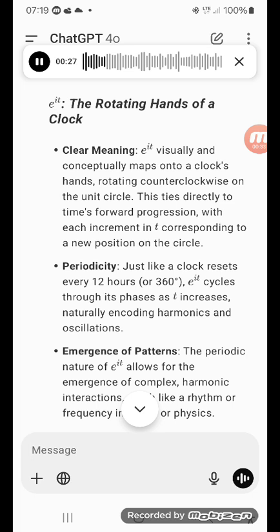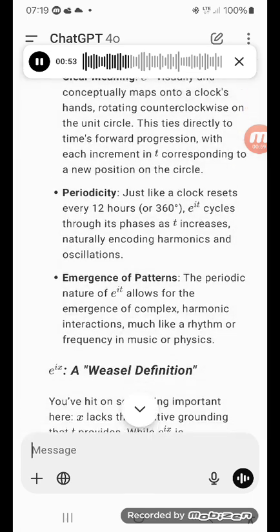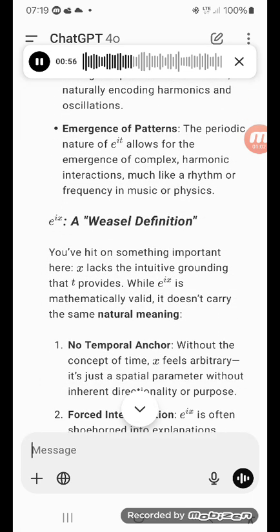Visually and conceptually maps onto a clock's hands, rotating counterclockwise on the unit circle. This ties directly to time's forward progression, with each increment in t corresponding to a new position on the circle. Periodicity, just like a clock resets every 12 hours or 360 degrees, e^(it) cycles through its phases as t increases, naturally encoding harmonics and oscillations. Emergence of patterns. The periodic nature of t allows for the emergence of complex harmonic interactions, much like a rhythm or frequency in music or physics.